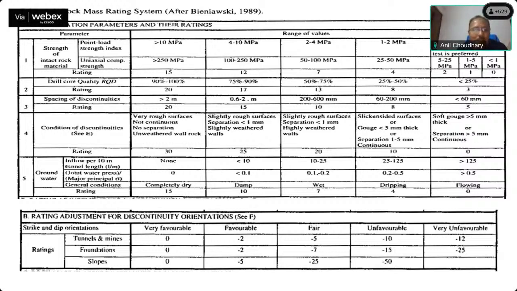So we give these ratings, and these ratings are required to be adjusted. We add these ratings, and they are required to be adjusted based on discontinuity orientation. If the orientation is unfavorable, we have to adjust whatever rating we have been given, and that is given in the last row. You can say tunnel and mines, foundation and slope, very favorable, favorable. So you can see it is minus. If it is unfavorable, we are reducing this rating. This is how this RMR system was developed in 1989, which is the most common system currently being followed. Next slide.